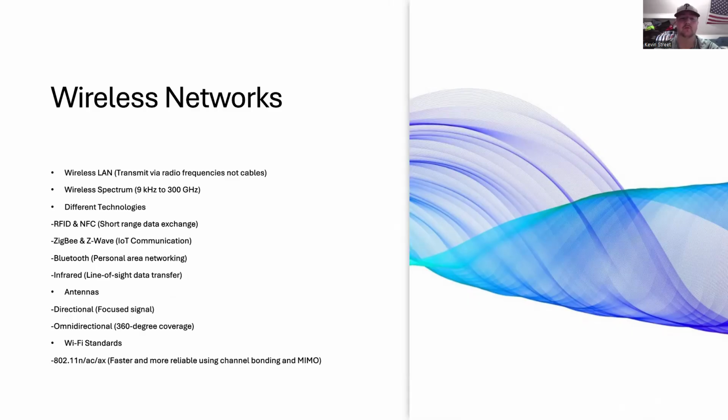Antennas, there are two different ways antennas use their signals: directional, which is a focused signal, and omnidirectional, which is a 360-degree coverage. Wi-Fi standards: 802.11n/AC, faster and more reliable using channel bonding and MIMO.